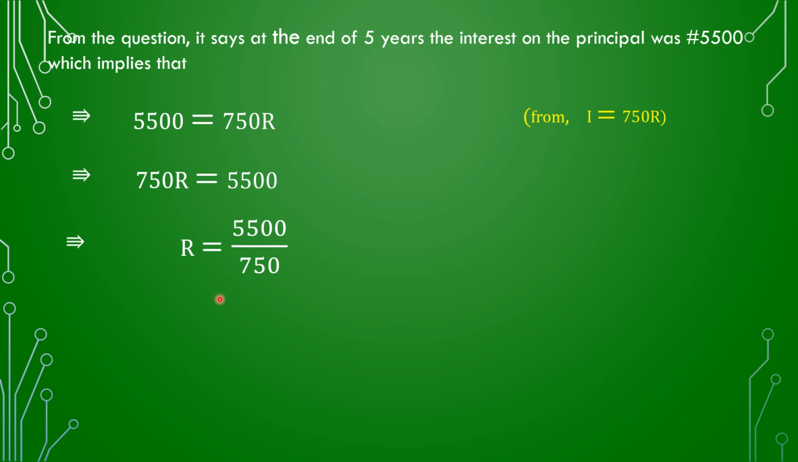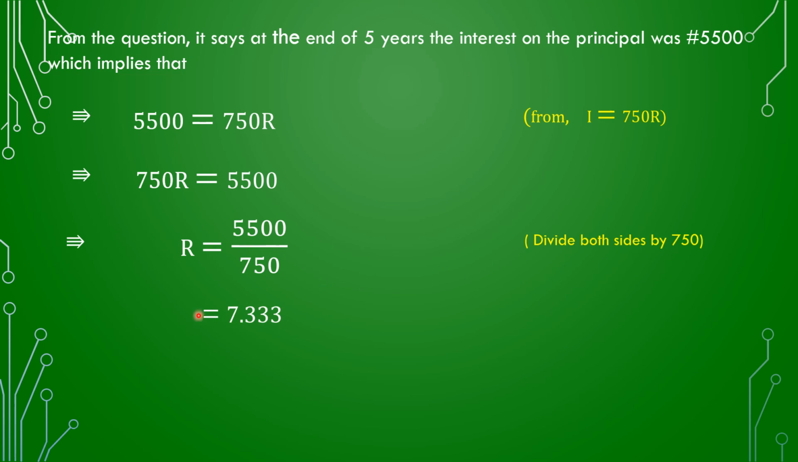Now, if you go further, we want R to stand alone. But 750 is in front of R. What do we do? We divide both sides by 750. So R can be alone. Anything you do to the left-hand side, you also do to the right-hand side. So if you divide here by 750 and divide here by 750, this 750 will cancel out, making R stand alone. And on the right-hand side, you have 5,500 divided by 750.